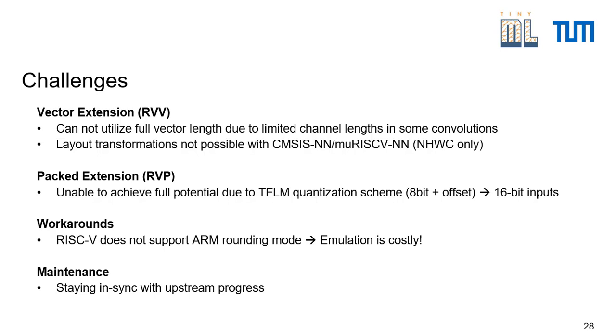On the other hand, for the P extension, you would expect to get an improvement by a factor of 4, because the RISC-V P extension can do dot products with 8-bit inputs. But since CMSIS-NN and muRISC-V-NN have to be compliant with the quantization scheme used by TF-Lite Micro, you are forced to use 16-bit inputs. And hence this expected speedup can only be roughly a factor of 2.